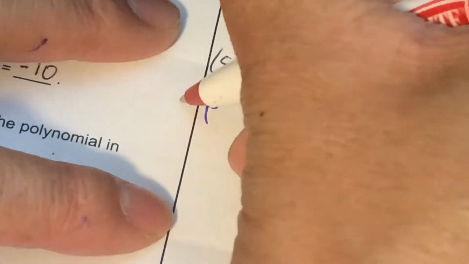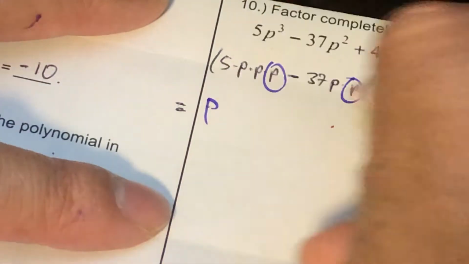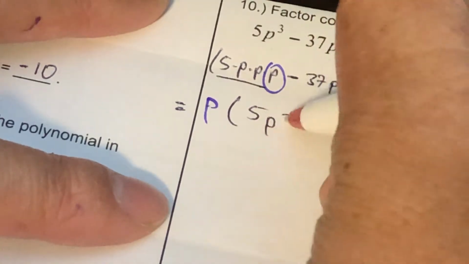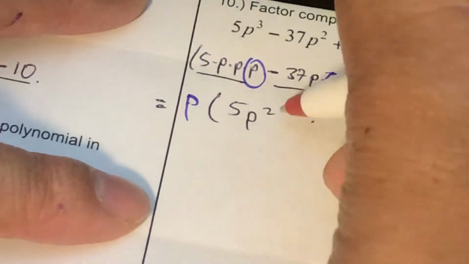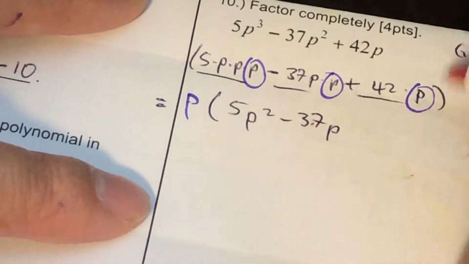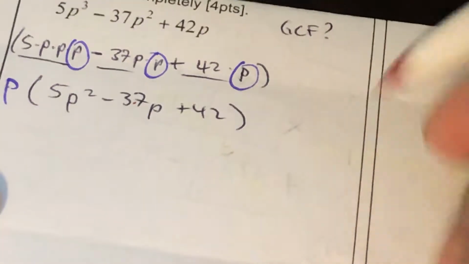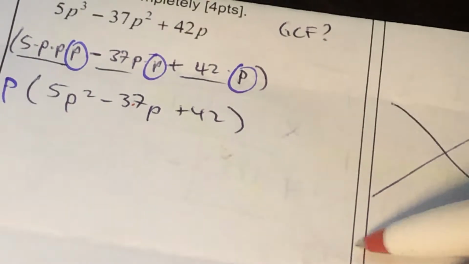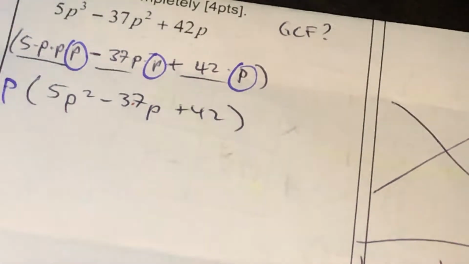And if you see me in the previous videos writing the equal sign there, it's just to show that this expression is equal to this expression. So now I have 5p squared, negative 37p, and then positive 42. Okay, how do I factor this bad boy? We're going to do the same thing. I'm going to use my x in my box.